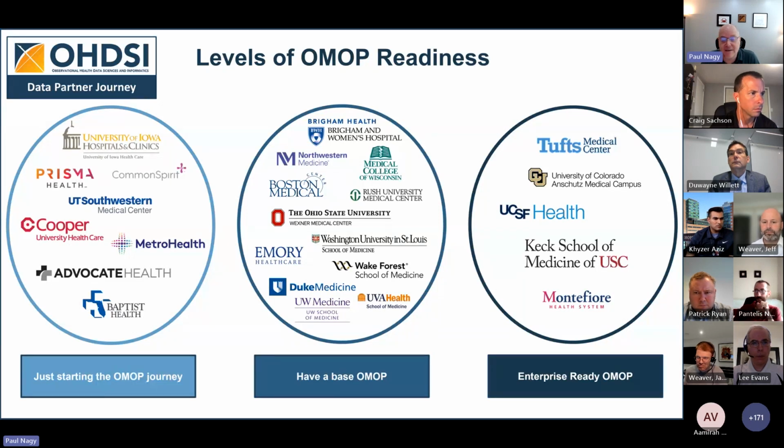And then there are sites that are what I consider enterprise ready OMOP. And these folks really had a well-managed team. They had understood, they really were ready to go. They were teaching us things. And these are other groups that I feel could be their own data cores that really understood how to deliver the data back to their organization.